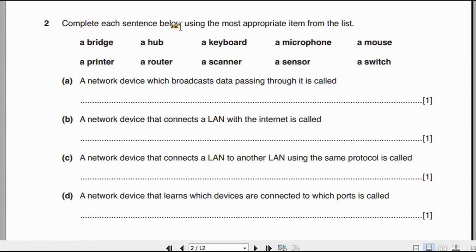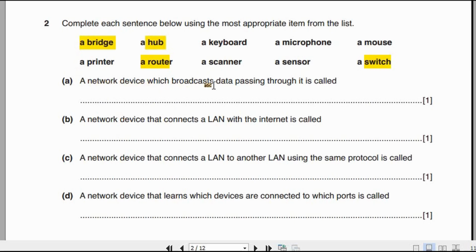Question number 2. Complete each sentence below using the most appropriate items from the list. If you see here, we have 1, 2, 3, and 4 central devices to create a network. We have input devices as well: keyboard, microphone, mouse, scanner, sensors, and printer is output. So these 5 are input, 1 output, and the 4 central devices. Let's see, and all the questions are related to networks.